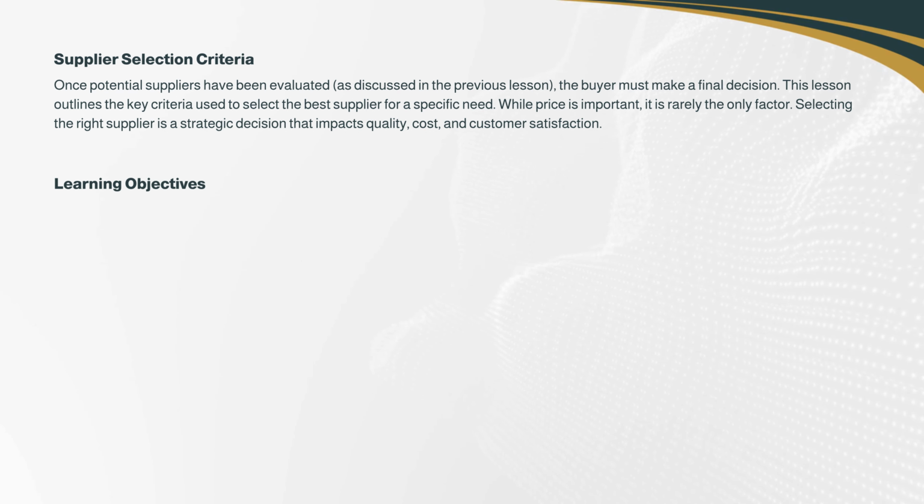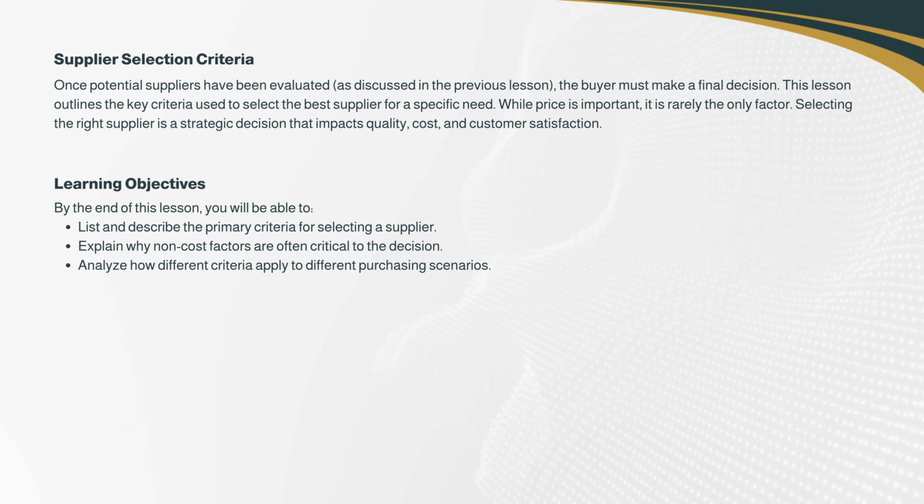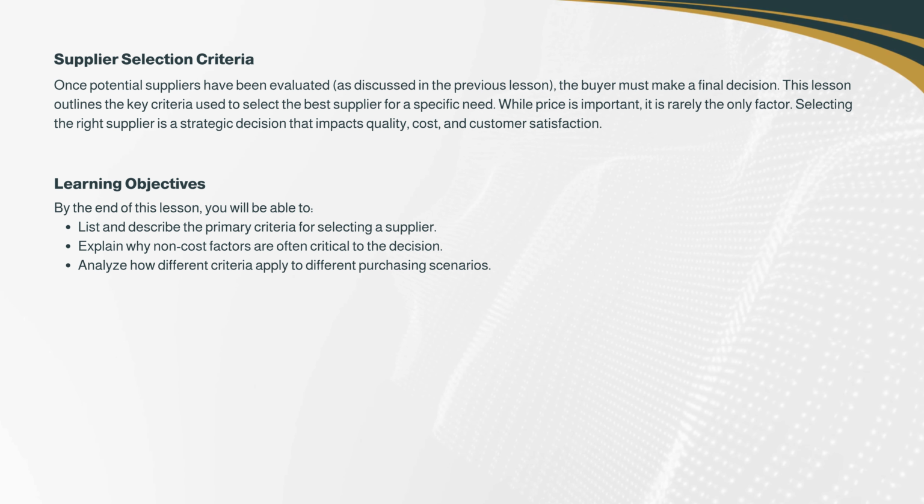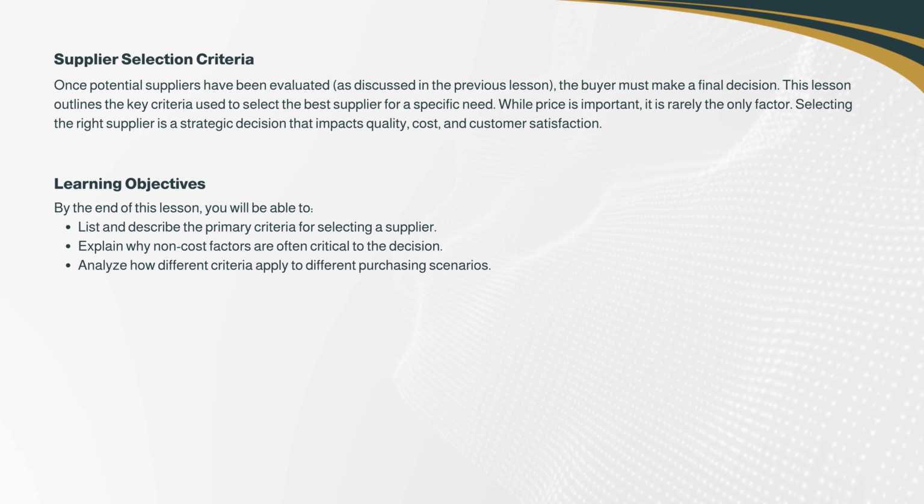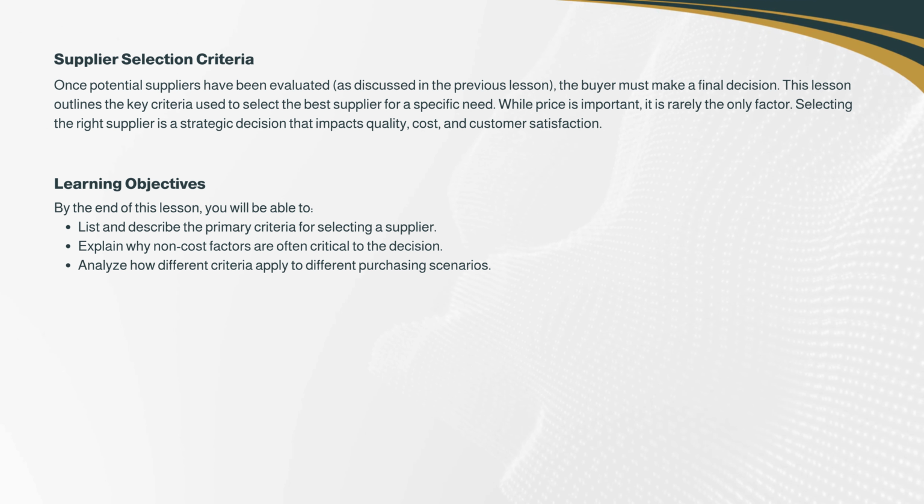Learning objectives. By the end of this lesson, you will be able to list and describe the primary criteria for selecting a supplier, explain why non-cost factors are often critical to the decision, and analyze how different criteria apply to different purchasing scenarios.